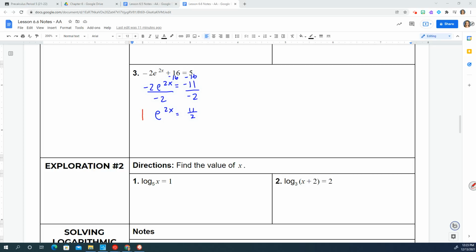Natural log on both sides. Good. And you can write it right in your work like this if you want. I just usually do it as 2 steps to show in my videos. That would undo that. We get 2x is the natural log of 11 halves, and I put that in parentheses because it's the natural log of that whole fraction, not the natural log of 11 divided by 2. It's the natural log of 11 over 2, and then I would divide that by 2.